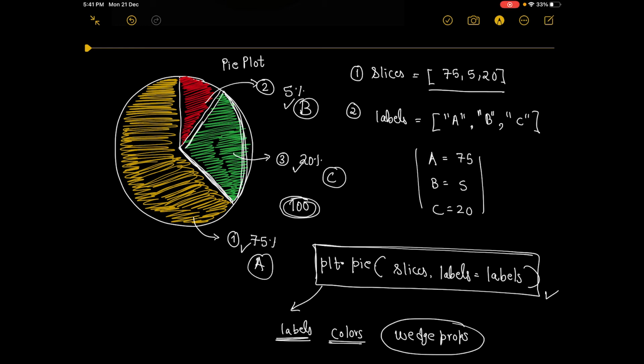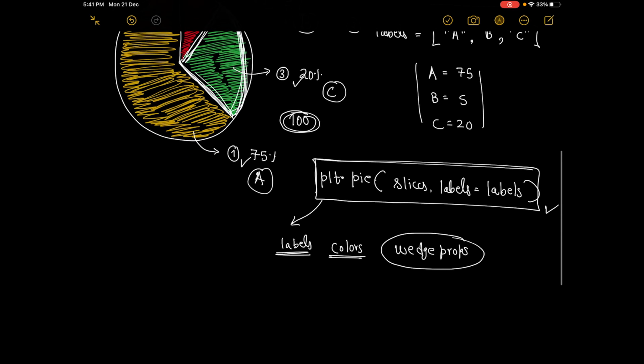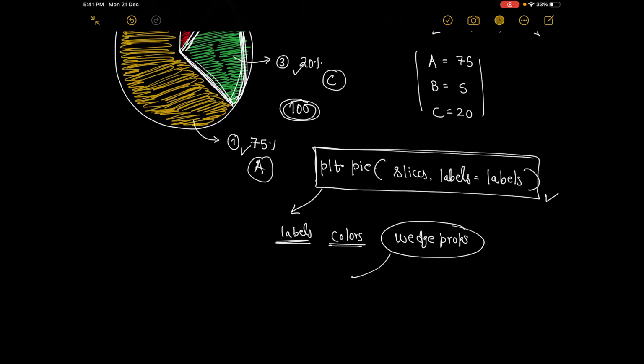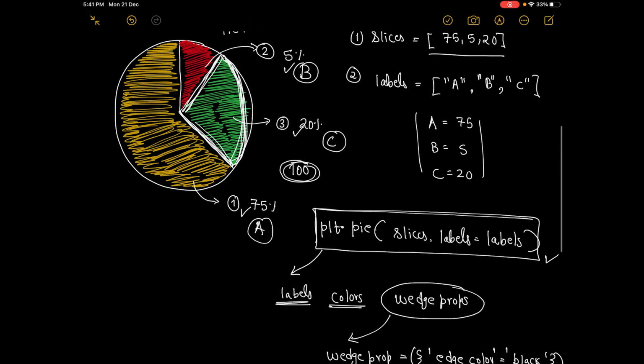If I cut this part out, something like this will be my wedge. Now your wedge prop is containing a dictionary, so this can be defined like wedge prop, and inside this dictionary, using the curly braces, we can pass the edge color. So edge color equals, let's say, black. This black color will be given to the edge right here.